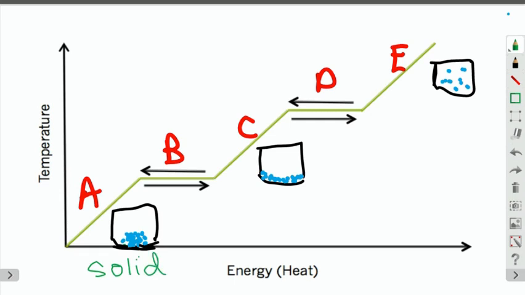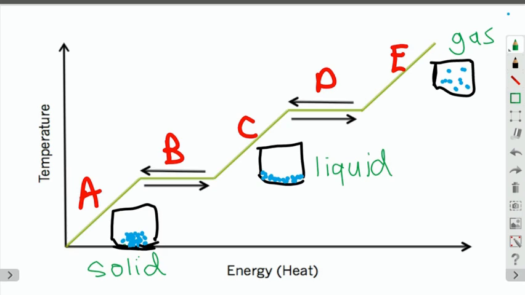And then if we go along through the different types of matter, C shows a picture of molecules that are forming to a container. That will be a liquid. And then E shows a container filled with molecules that are moving freely. That will be a gas.